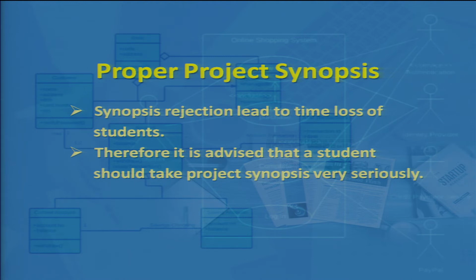And one important aspect associated with the synopsis is that if your synopsis gets rejected, then it is a major time loss for you. So, you are advised to take your synopsis very seriously, so that you do not fall into that particular trap of time loss, because the synopsis submission cycle comes only twice in a year. It means once you miss that particular cycle, then you have to wait for another semester or another cycle to come. So, in that period you will be losing a heavy amount of time.